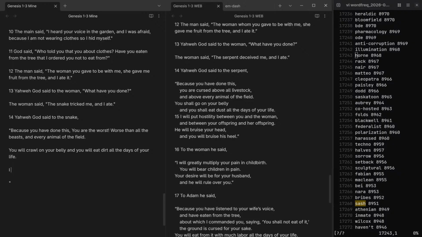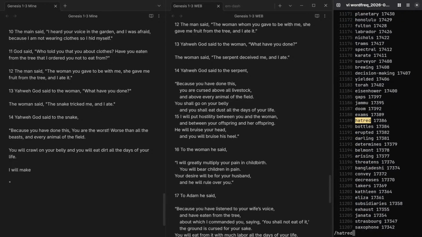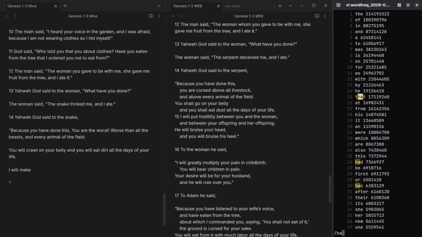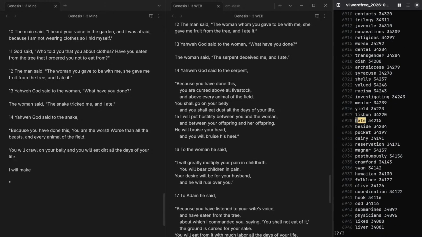Okay. I will make... Okay, hostility. Enmity. Hatred. Let's read the whole thing. I'll put hostility between you and the woman, and between your offspring and her offspring. I could say hatred. Not common in Wikipedia, though. Hate. That's pretty common.